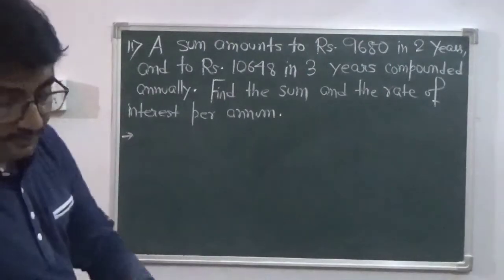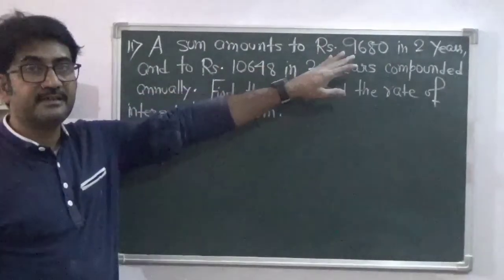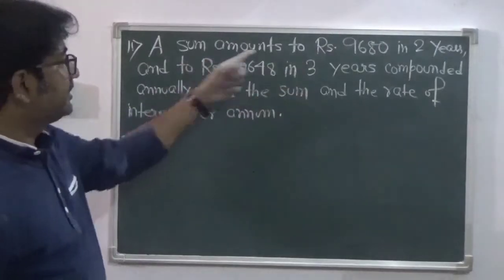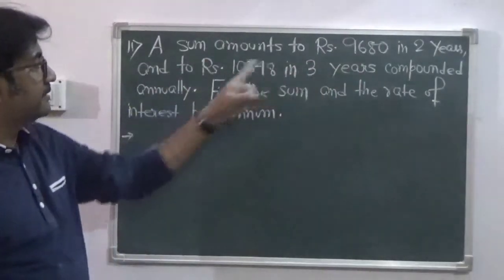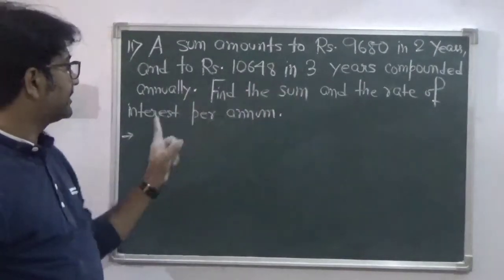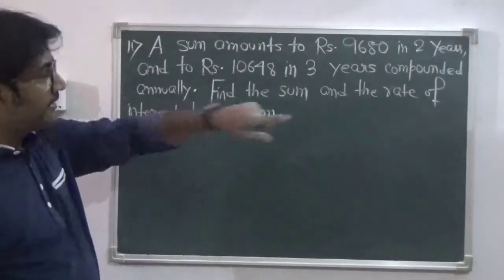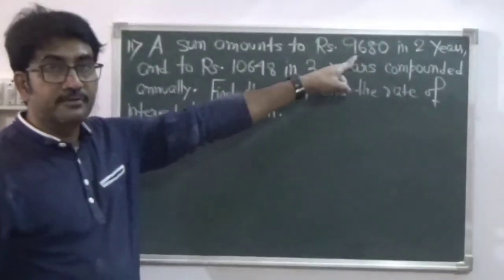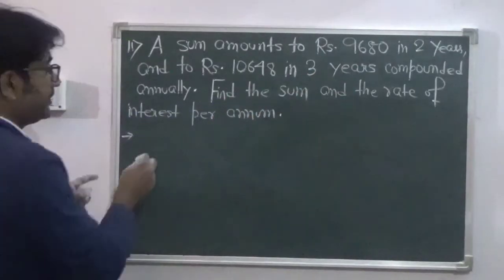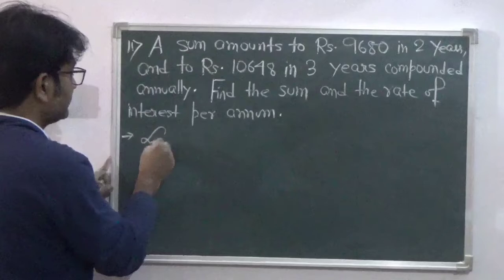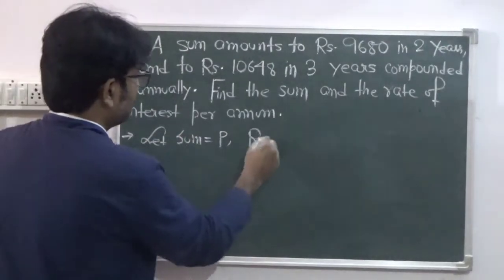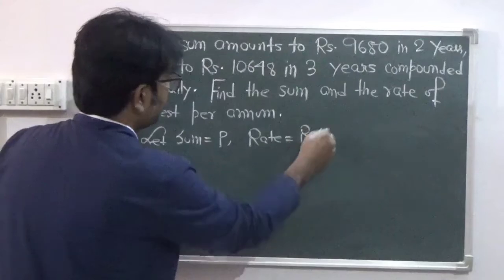So let us see this question. A sum amounts to rupees 9680 in 2 years and becomes 10648 in 3 years. The sum is unknown, that you have to find, along with the rate of interest per annum. So let the sum be P and the rate be R percent.